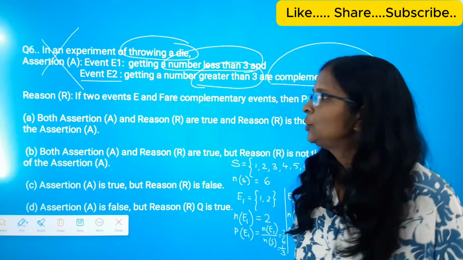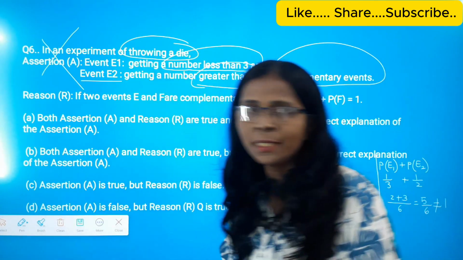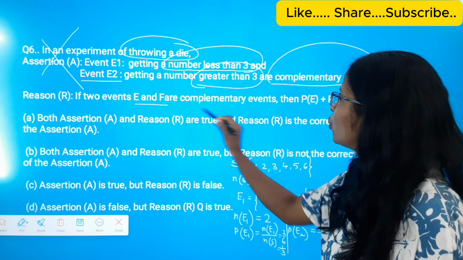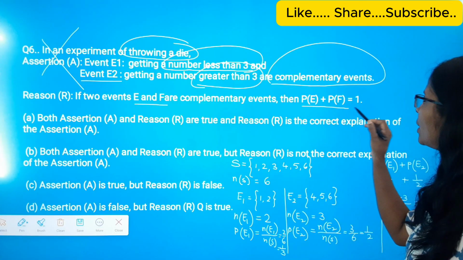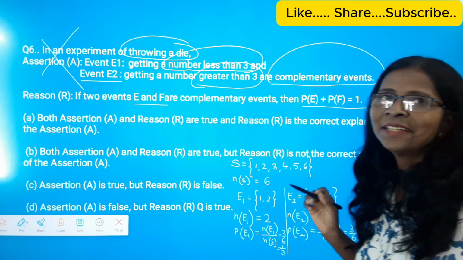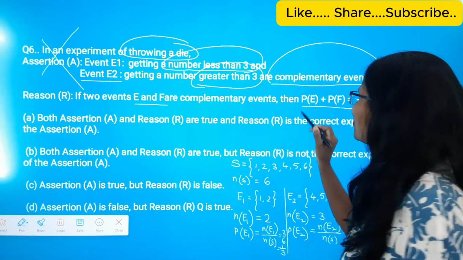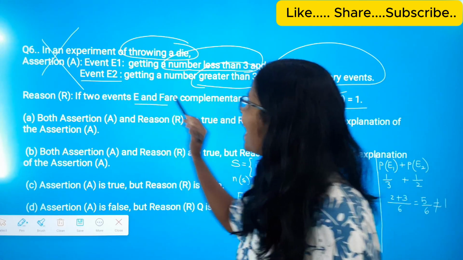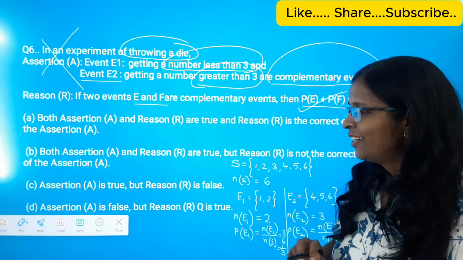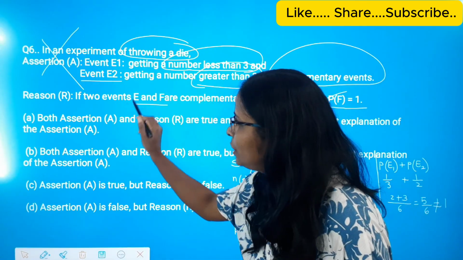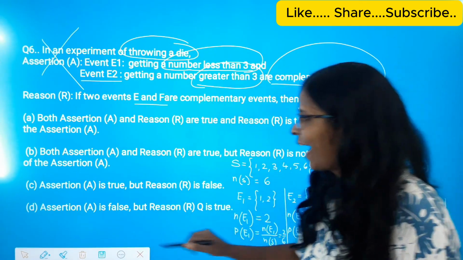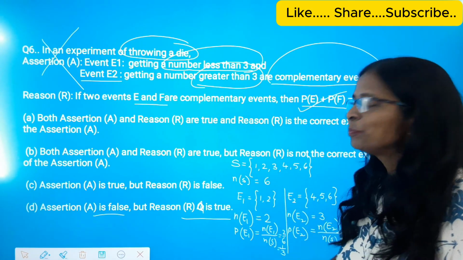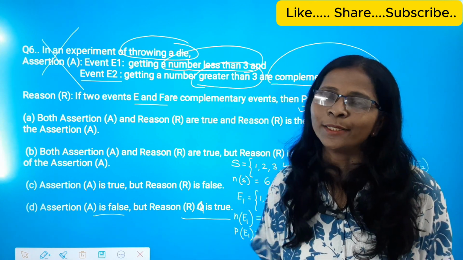Okay. Now let us see the reason. They give us that if two events E and F are complementary events, then P of E plus P of F is equal to 1. Yes, exactly right. So P of E plus P of F is equal to 1, which means the reason is true. So out of these four options, assertion A is false and reason R is true. Okay students? So this is the answer, option D.